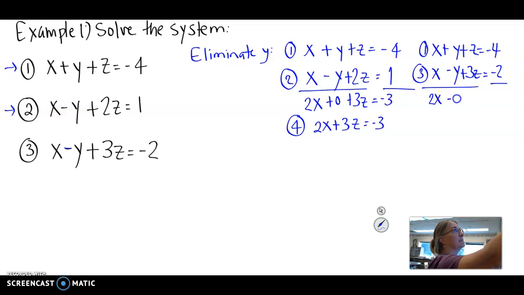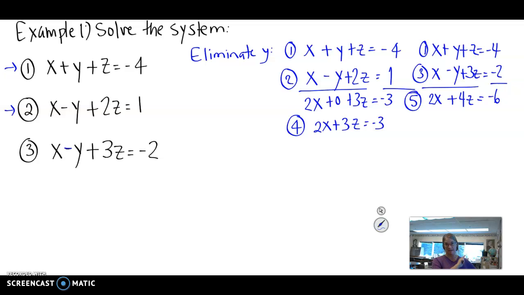I'm not going to write it this time. 1z plus 3z is 4z, and that equals negative 6. I'm going to call that equation 5. So equation 5 and equation 4 are now 2 equations with 2 variables.